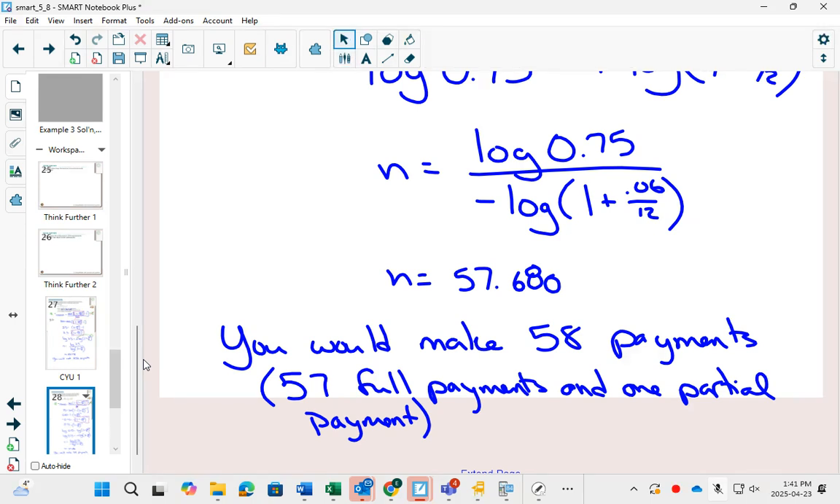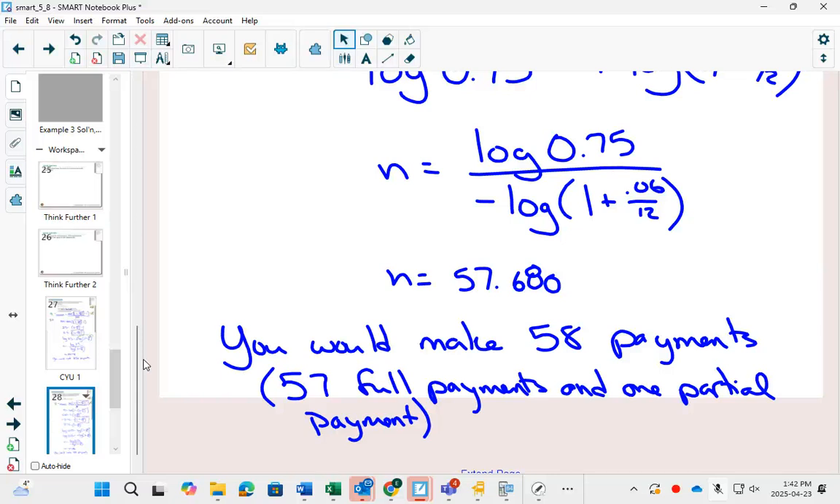But I'm going to take the 57.680, and I'm going to multiply that. What were we paying per month? $300? How much are we going to pay for this $15,000 car? $17,304. So you are giving the bank an extra $2,000 for that car.